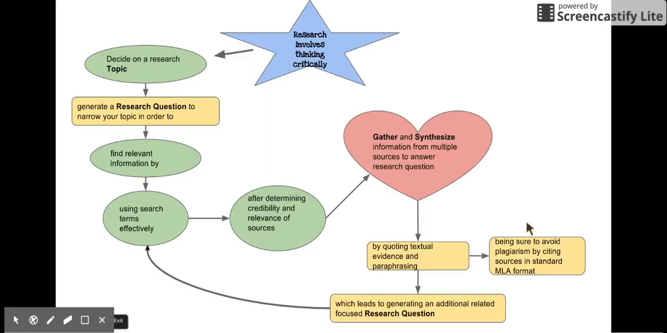So, this screencast is about finding information to answer our research question. This flowchart shows us that research involves thinking critically. You have probably already decided on a research topic and you've probably already made your research question. So, now we need to find information. We want to find relevant information by using search terms effectively.